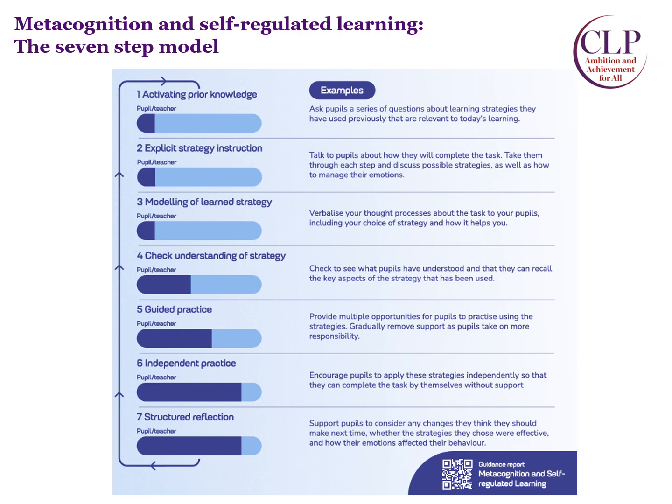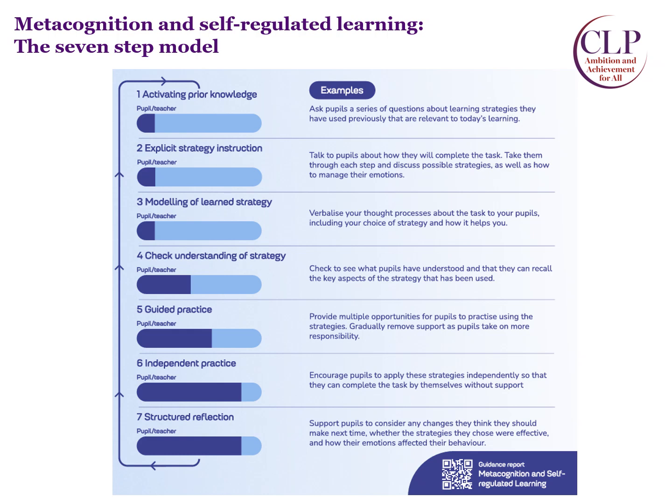I'm going to talk through this model briefly and then we can look at some of the areas more closely. So, this model involves first activating prior knowledge through asking questions about learning strategies that have been used previously. So it might be something that they've learned earlier in the year or from previous years. The next step in this model is explicit strategy instruction, so talking to pupils about how they're going to complete the task and the possible methods that they'll use.